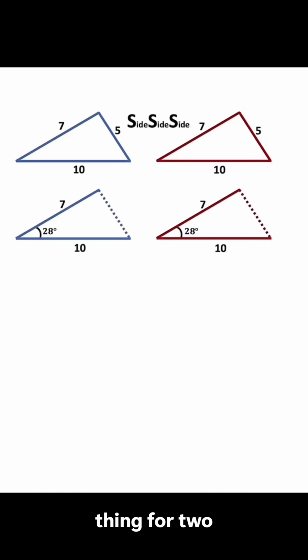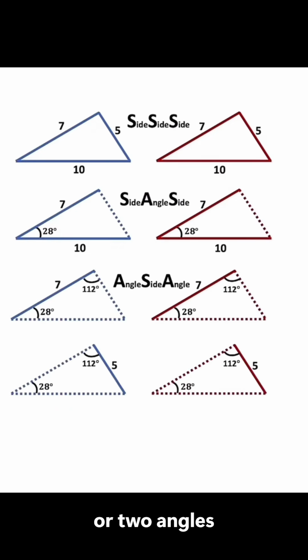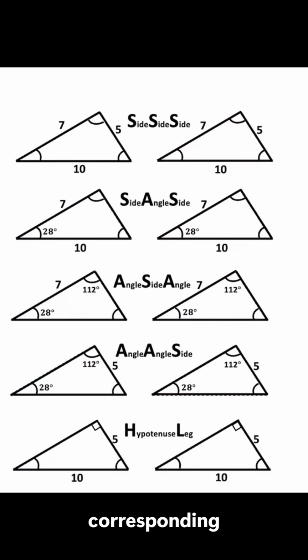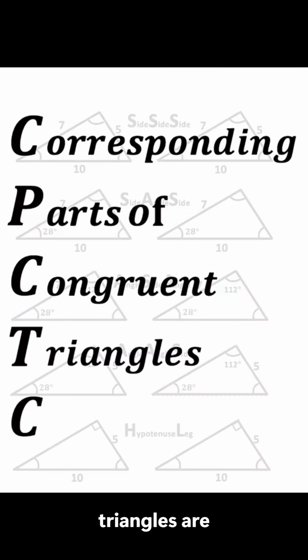Or if we have the same thing for two sides and the angle between them, we call that SAS. Or if we have two angles and the side between them, that would be ASA. Or two angles and a side not between them, that would be AAS. If it's a right triangle, we call it HL for hypotenuse leg. And once we know two triangles are congruent, we immediately know that the remaining corresponding parts are congruent. We call this CPCTC, or corresponding parts of congruent triangles are congruent.